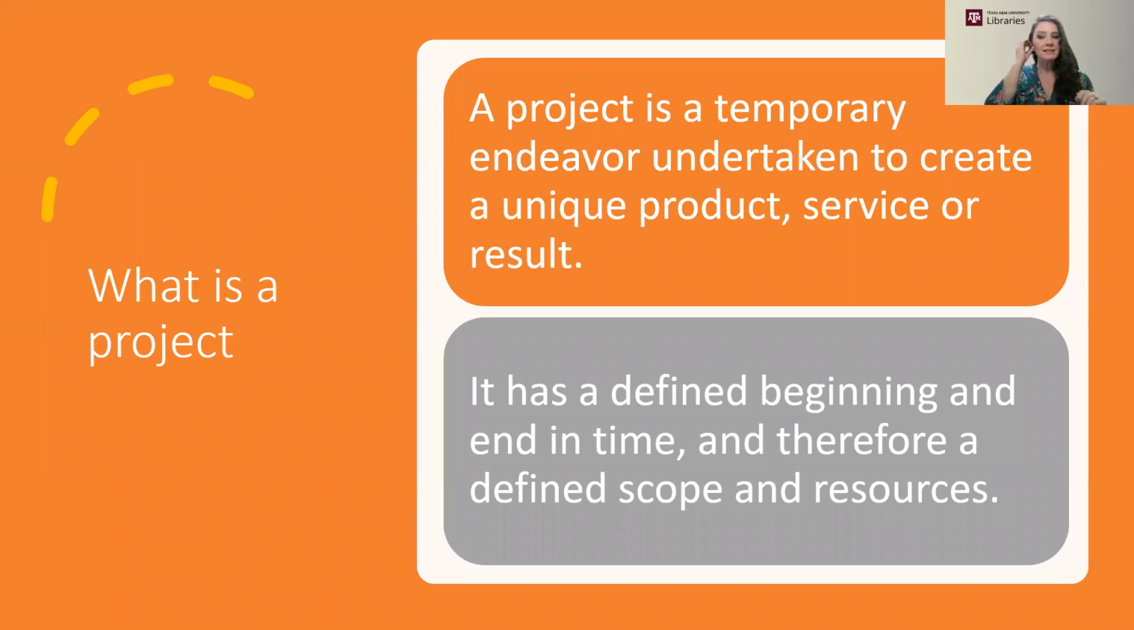So first, we're going to start with what is the definition of a project. And here's the dictionary definition of a project from the Project Management Institute, or PMI. I'll talk about them a few times today. That's a governing body for the profession of project management. A project is a temporary endeavor undertaken to create a unique product, service, or result. So far, this fits data science really well, where we're working on a project to create a unique result, some unique new knowledge or information. A project has a defined beginning and end in time, and therefore a defined scope and resources.